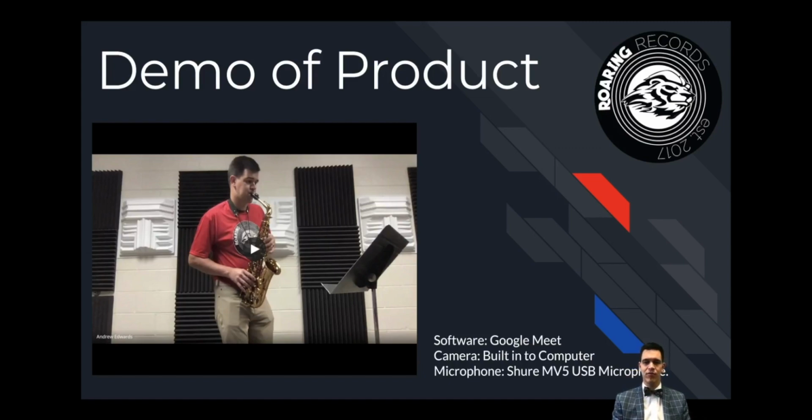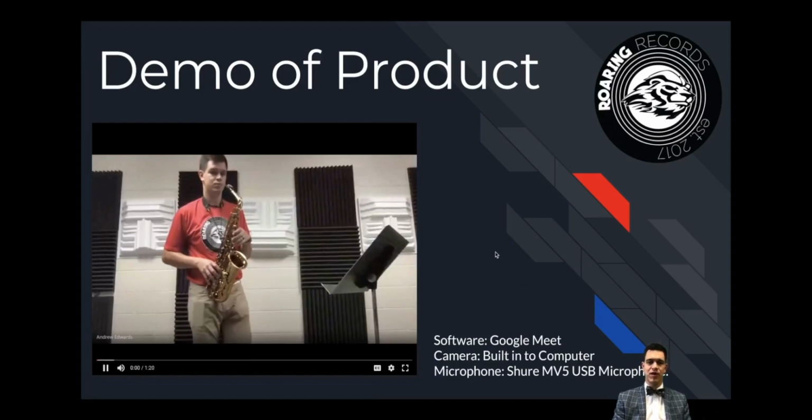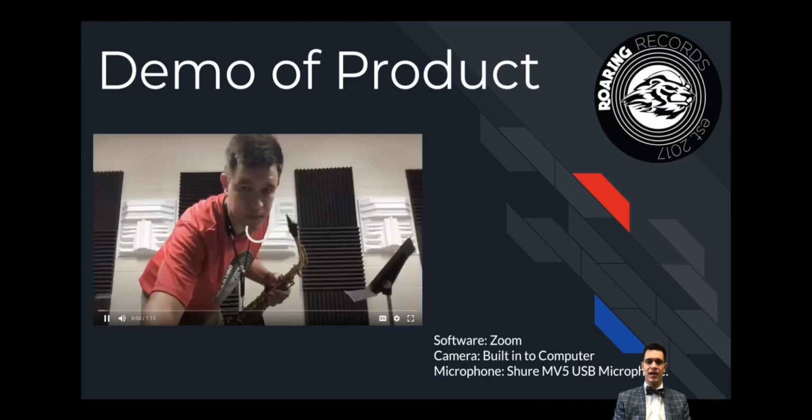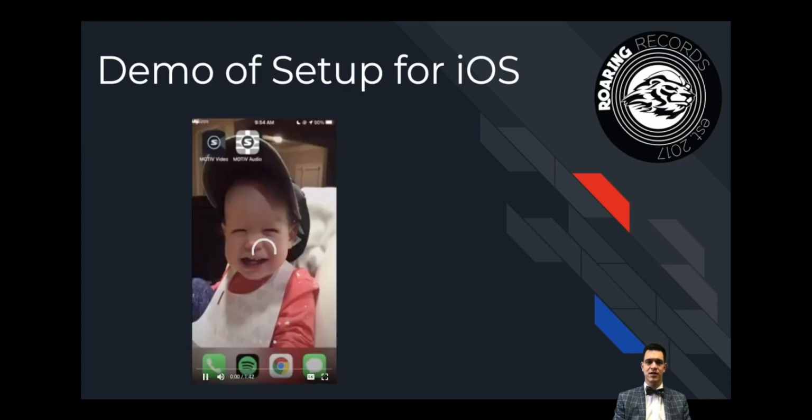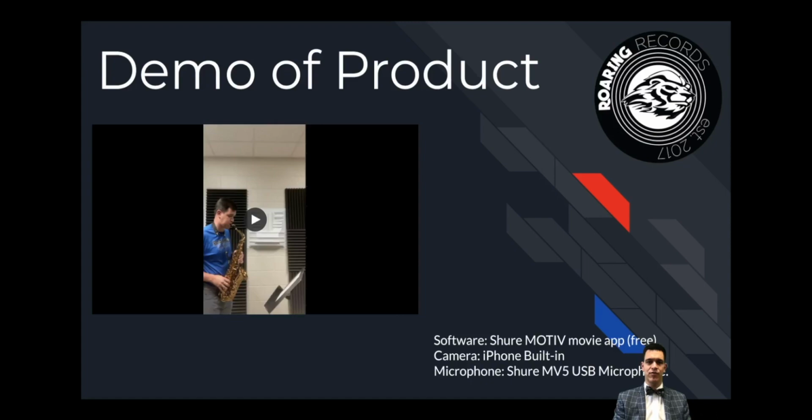So here is a demo of the product that I used, and you can see down here at the bottom, I used the software called Google Meet. I used the camera that was built into the computer, and I used the USB Shure MV5 microphone to give you an example. There are several of these projects that will play as you move through the slideshow. Here's a demo for setting up your iOS app if you wanted to, and finally the video of what that final product looks like if you were to use the iOS app and the Shure MV5 USB microphone built in.